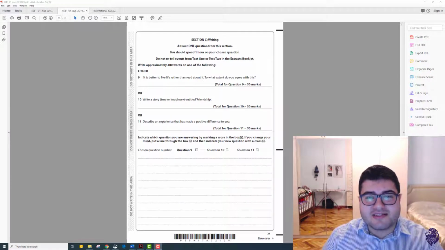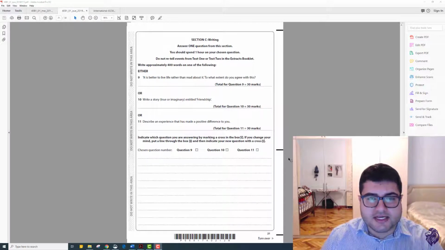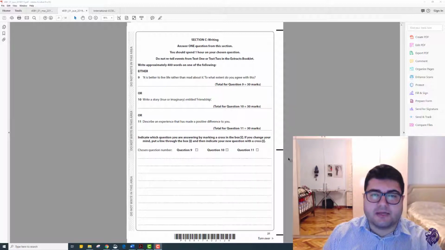Today we're going to take a look at Section C of EdExcel's IGCSE English Language B exam. Now, the exam as a whole is 100 points. 40 points come from Section A, 30 points come from Section B, and the last 30 points come from Section C. Now, what makes Section C unique when compared to Section A and B is that it doesn't rely on any text. It just comes from your head.